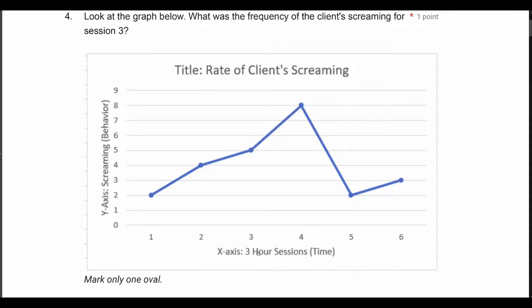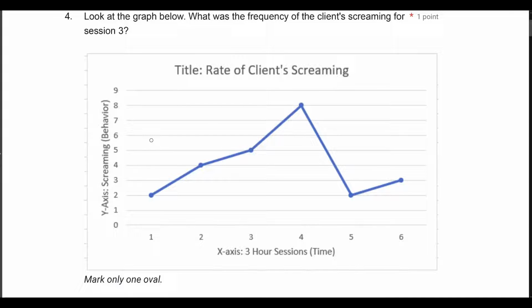So we know the x-axis represents time. Our y-axis represents our behavior. This is our title, rate of client screaming, which is going to tell you the type of measurement here. Okay, so we know we are using rate, and then we have our data paths and our sessions. So we're looking at session 3, which is here. Now, if we go up to our behavior and go across, we have 5 for screaming.